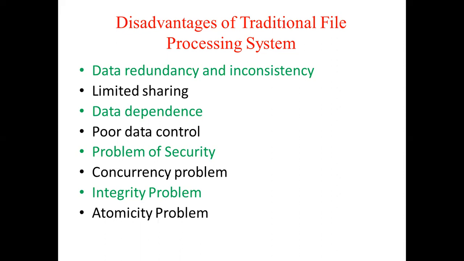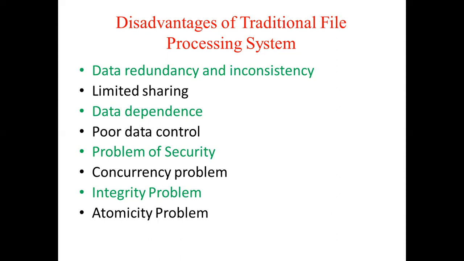The next is poor data control. In a traditional file system, we do not have centralized data control. We are not storing the data at a central location, and we don't have any kind of control over it. The data is decentralized, or in a distributed format. In this system, the same field may have different names in files at different locations.